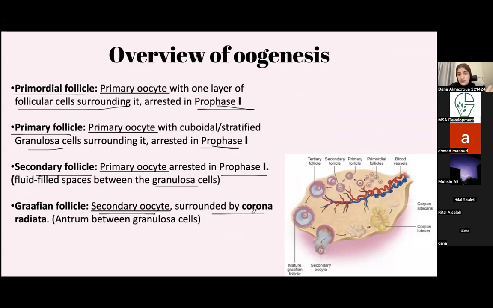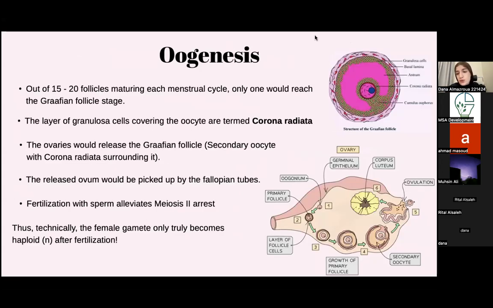So the Graafian follicle is a secondary oocyte surrounded by corona radiata. I'll explain what corona radiata is. It's just part of the cells, the same cells with different names. And there is an antrum there, and it's stuck at metaphase 2. I'll add this to your slides. Secondary oocyte stuck at metaphase 2 surrounded by corona radiata. What's corona radiata? Let's understand what it is.